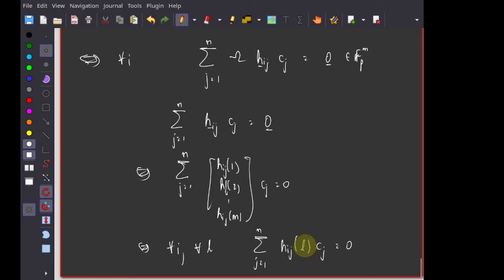So I started with a parity check matrix over Fp to the m. Now I end up with a new parity check matrix, but now over Fp. But the number of checks has now increased. Correct? So for every parity check I had over Fp to the m, I get m different parity checks over Fp.